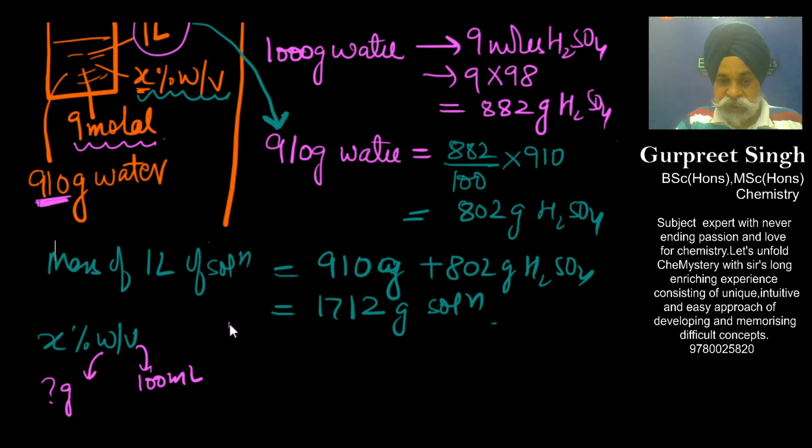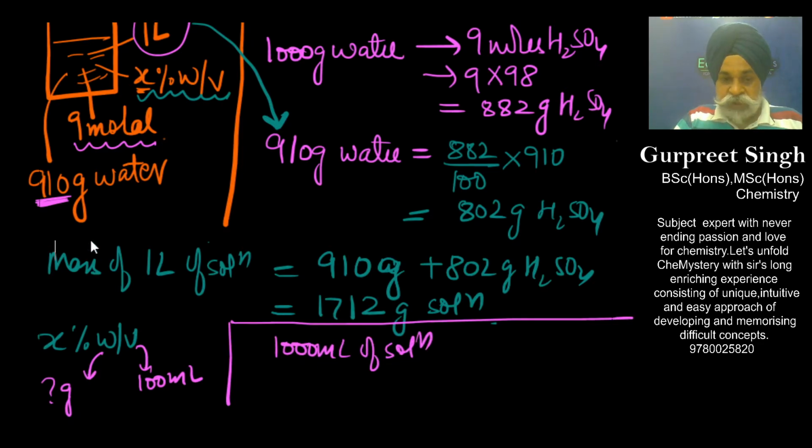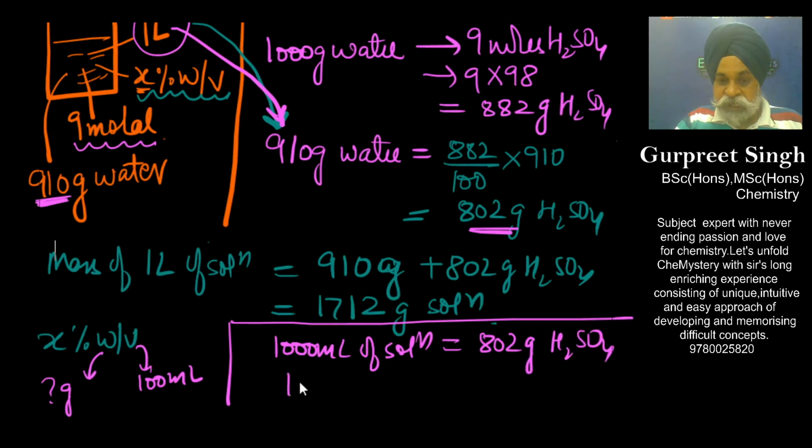So we are through the answer now. What we have said is that 1000 ml of solution contains this much water and this many grams of sulfuric acid. So 1000 ml of this solution contains 802 grams of H2SO4. Had it been 100 ml, how many grams would there be? It would be 80.2 grams.